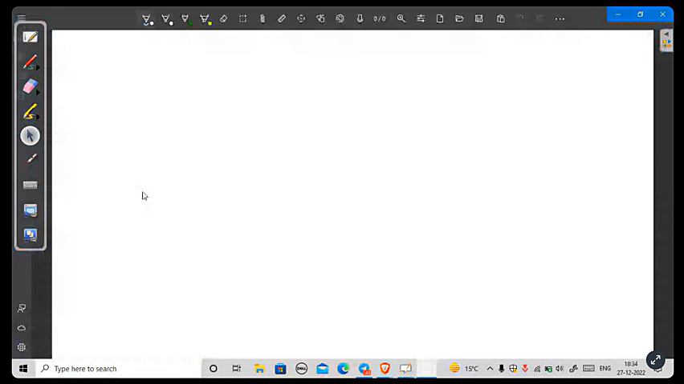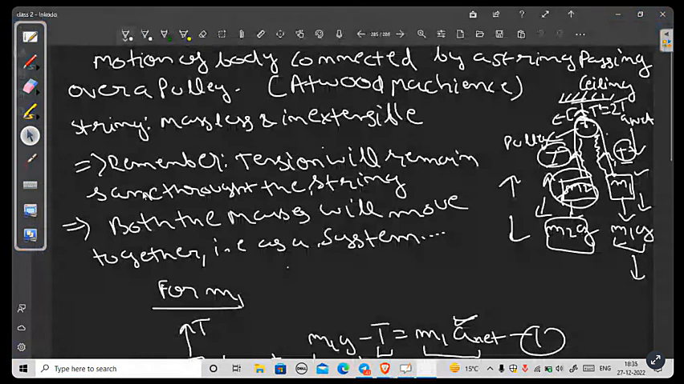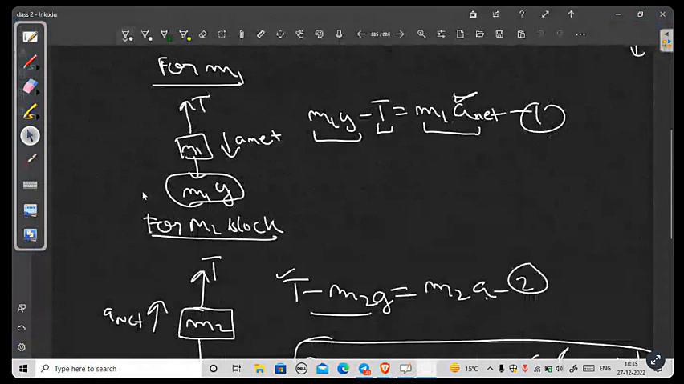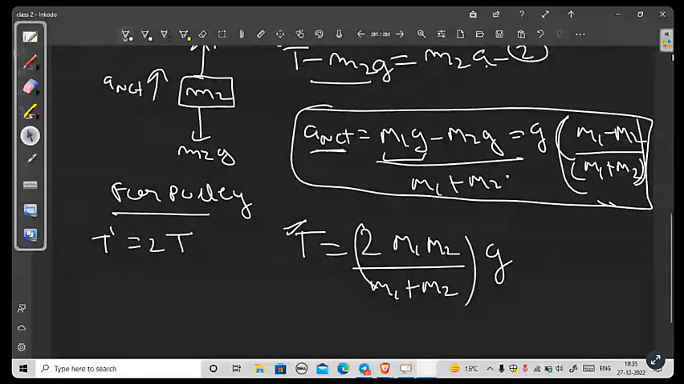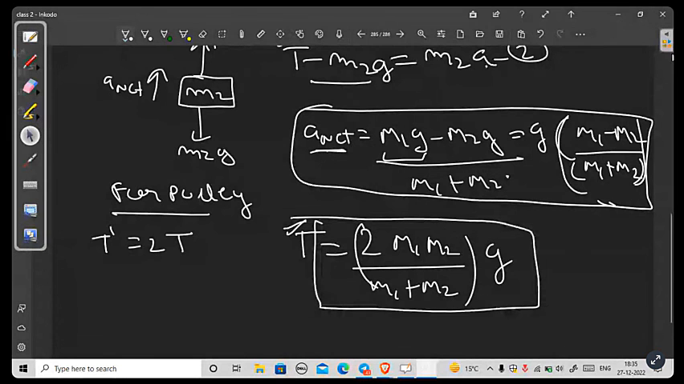You should directly remember the formula. For a net, you know the derivation. For tension, you should directly remember the formula. If they ask you the tension in the string, this is the formula to calculate the tension in the string: 2 m1 m2 upon m1 plus m2 into g.